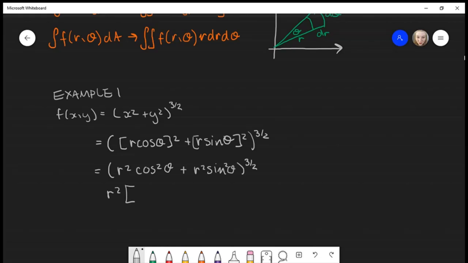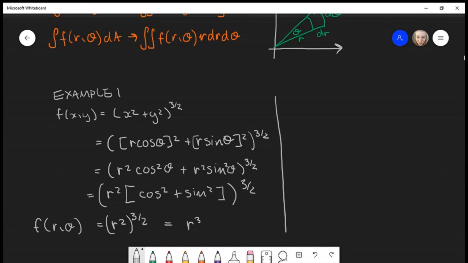I'm just going to put r squared outside because it's common to both of them. So then we're left with cos squared plus sine squared. I haven't written theta, but it should be thetas. All to the power 3/2. Now we know that cos squared plus sine squared is 1 from our trig identities, so this just becomes r squared to the power 3/2, which, when we simplify, becomes r cubed.